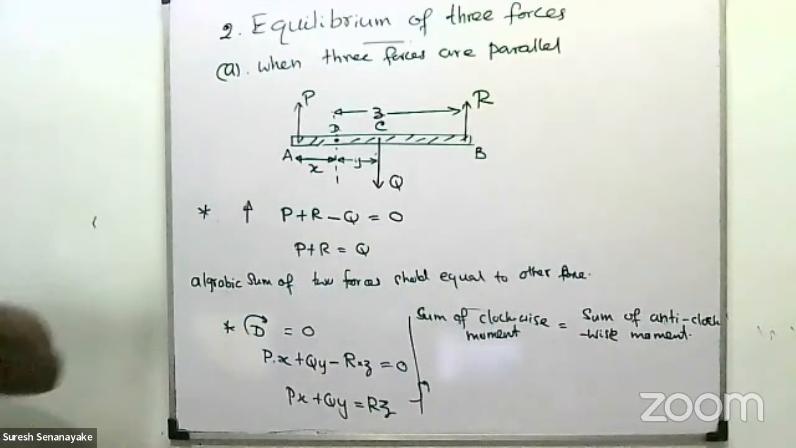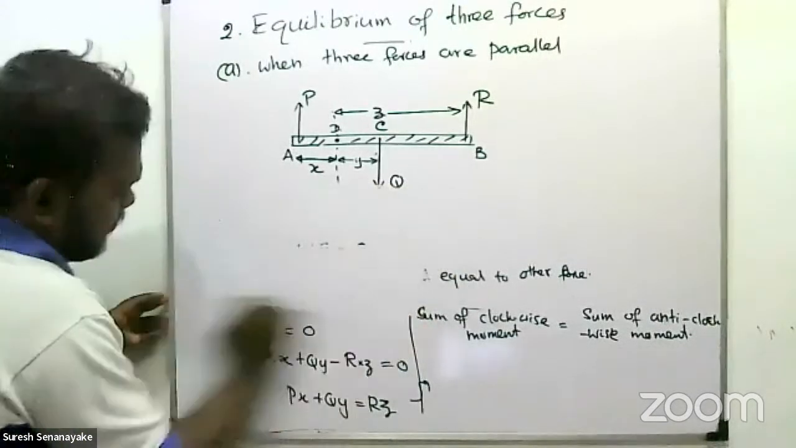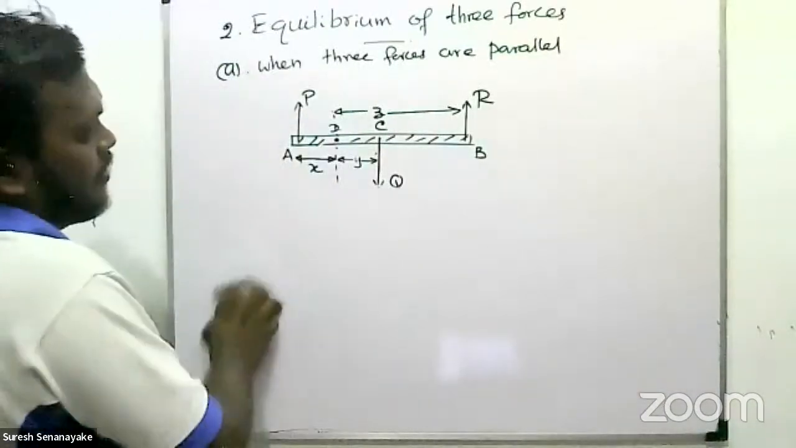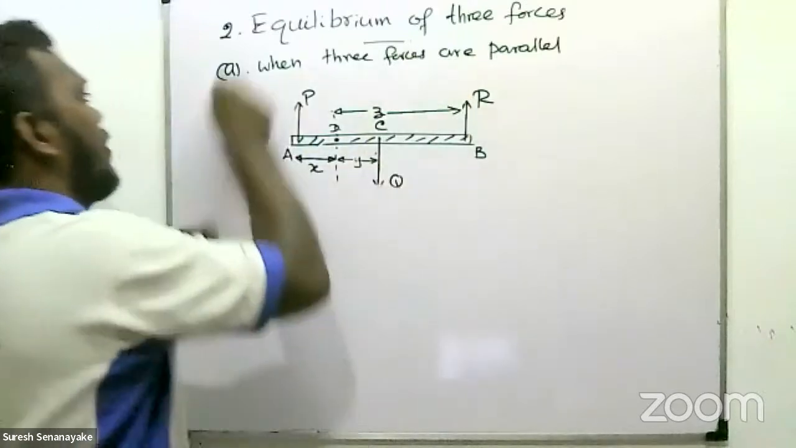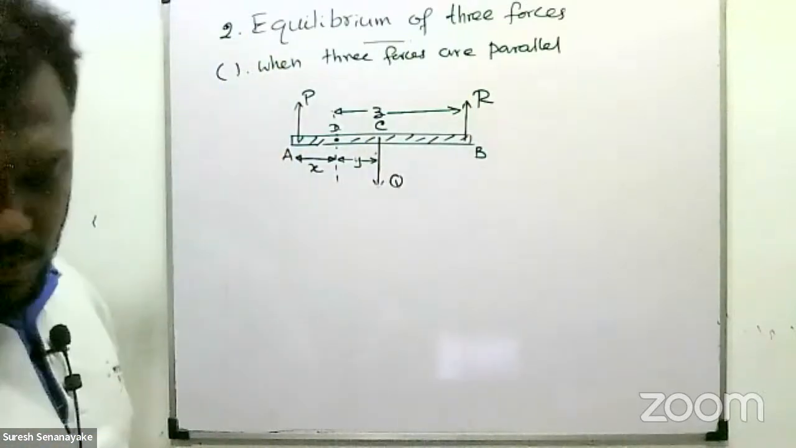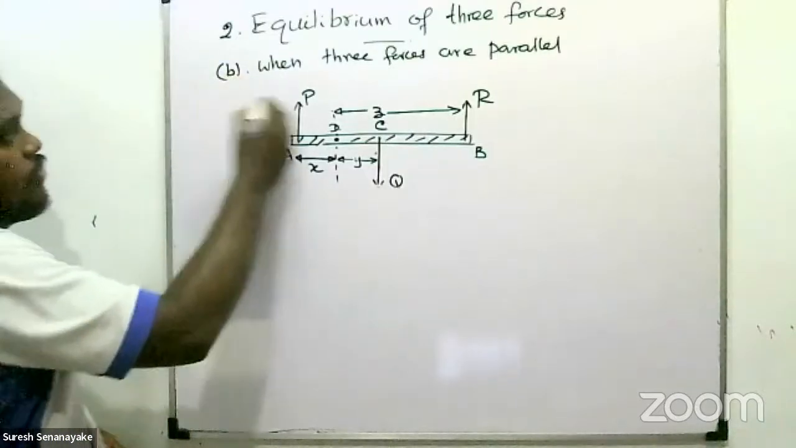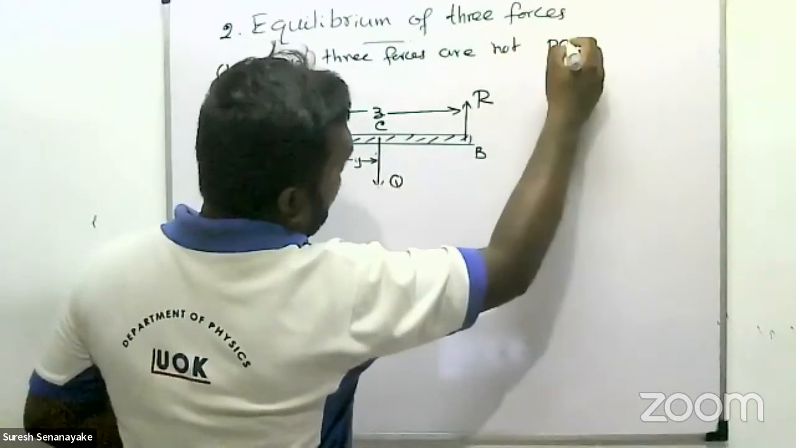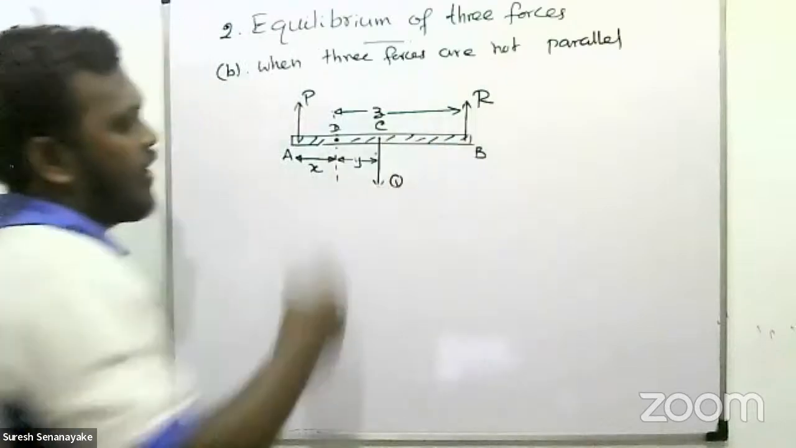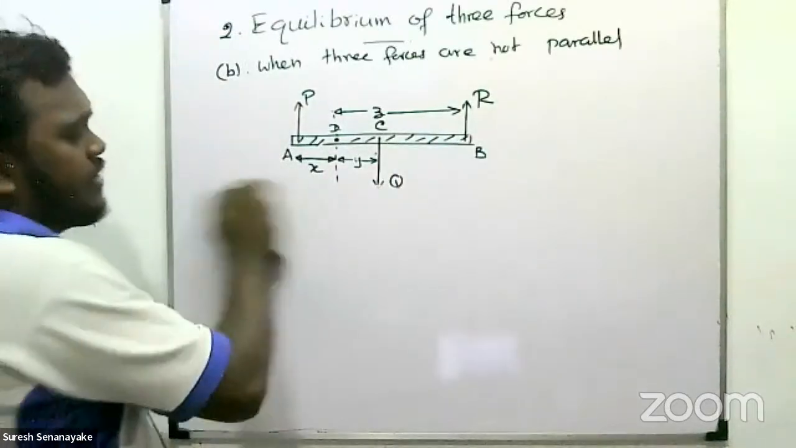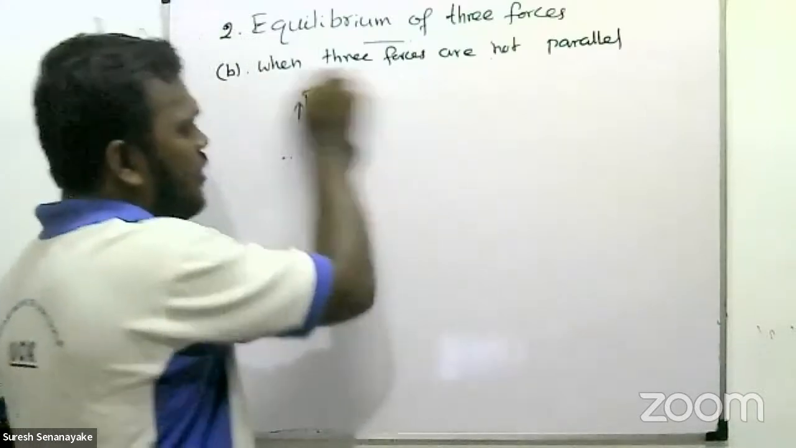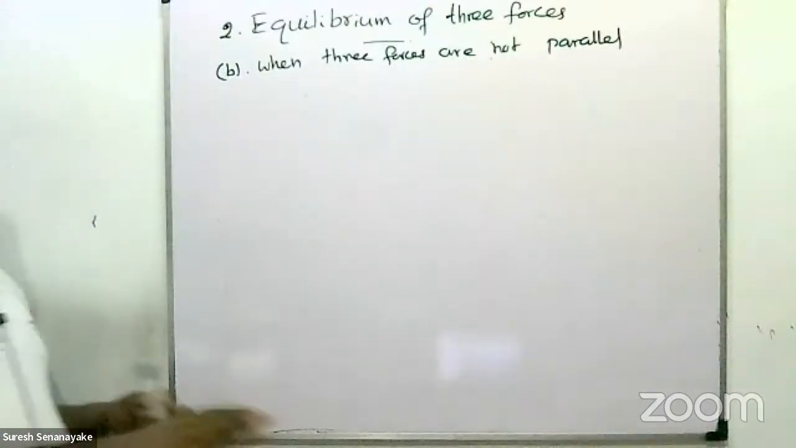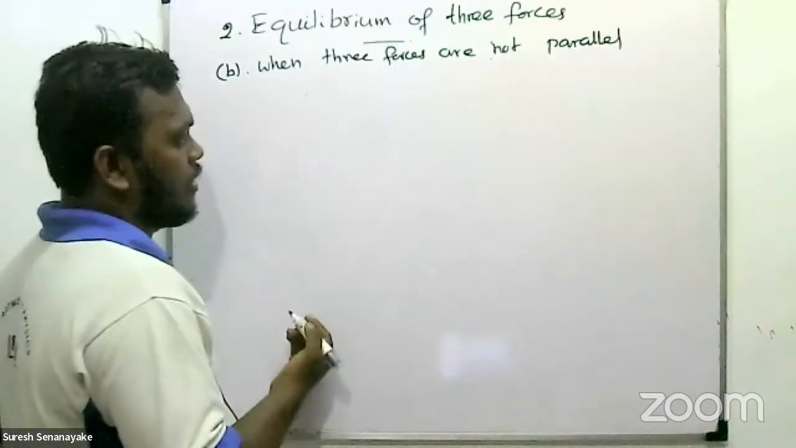Okay, I'll erase this one. When three forces are not parallel, then you cannot draw the diagram like this. So the first condition to be satisfied is that those three forces should be coplanar. They should be in the same plane.